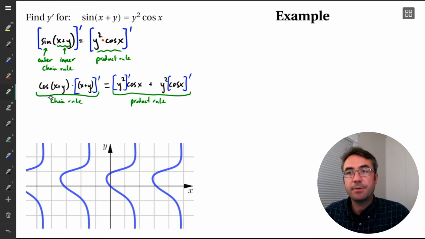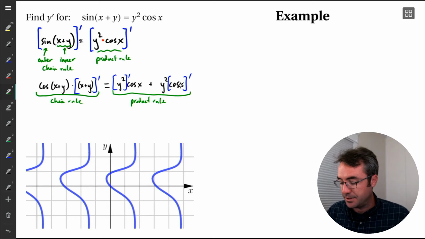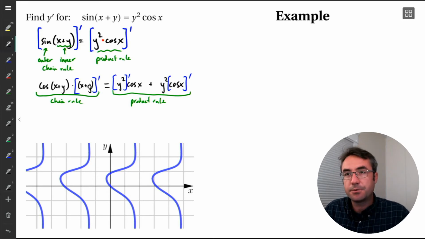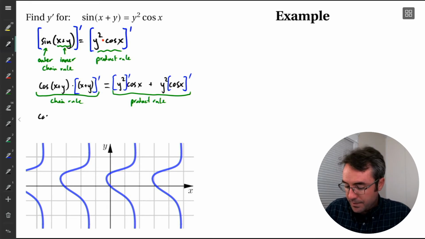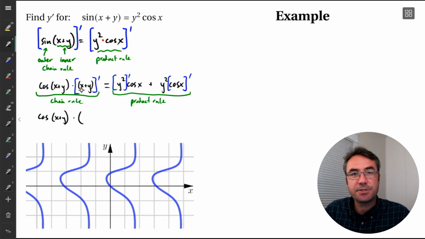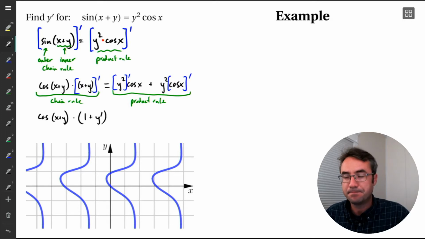All right, so then we have cosine of x plus y times the derivative of x plus y. So we keep differentiating. There's still some things here to differentiate. So cosine of x plus y, we're done with that. Let's differentiate that x term. So now we can go piece by piece here. What's the derivative of x? 1. What's the derivative of y? y prime. And then there was a plus sign in between, so that plus sign just stays there.